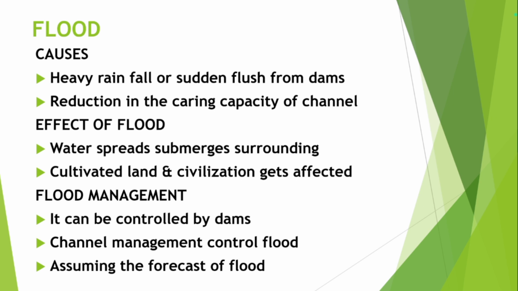Cultivated land and civilization gets affected. All the cultivated lands and civilization gets affected due to a great speed flow of water with an increasing water level. Flood management. How we can manage the flood or how we can stop the flood. It can be controlled by dams. We can control the flood if there will be no sudden flush from dams, or we will control the dams equitably so that there will be no flood.